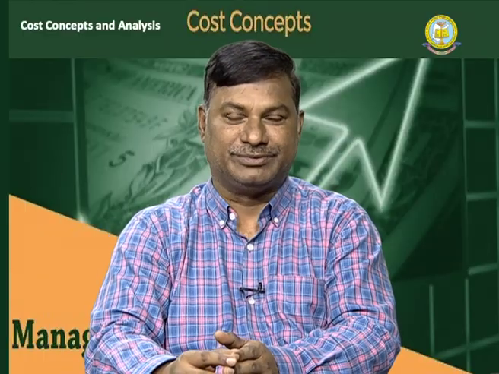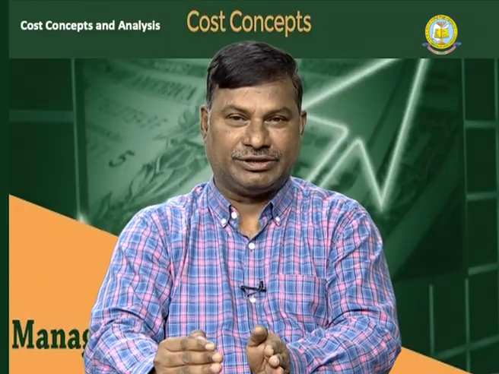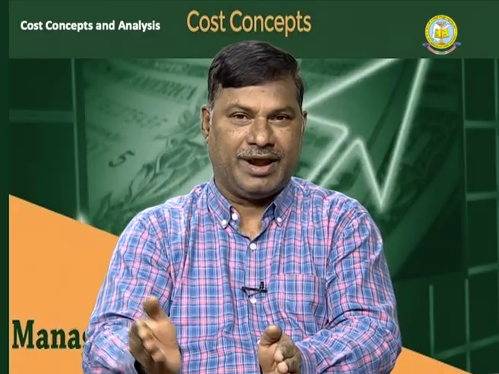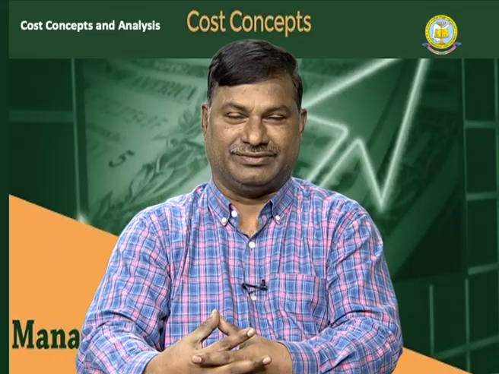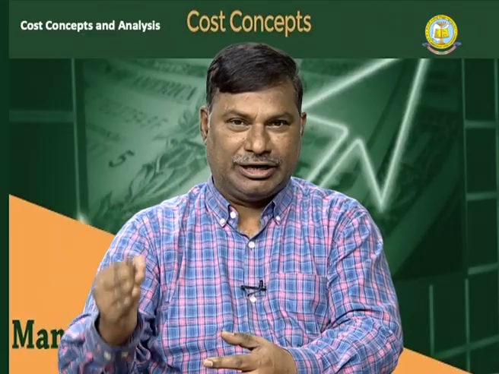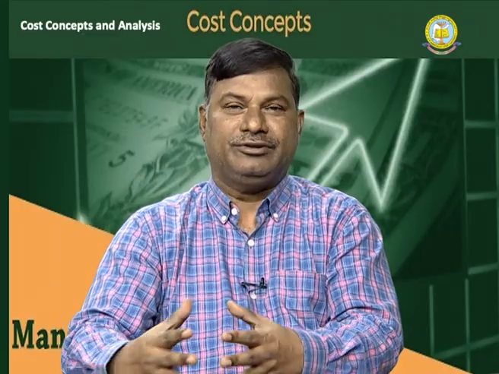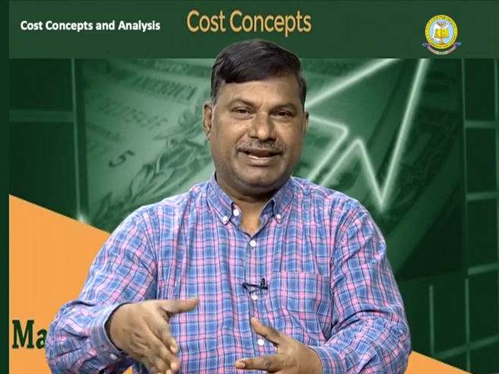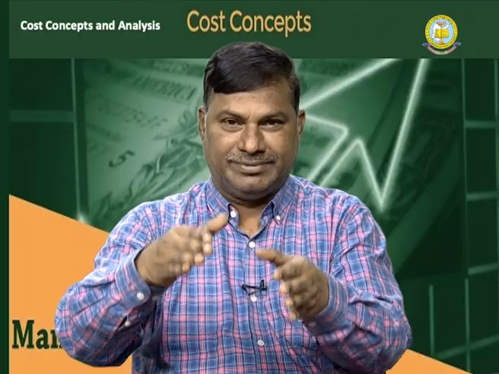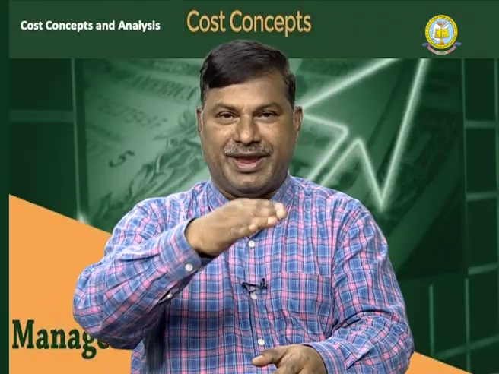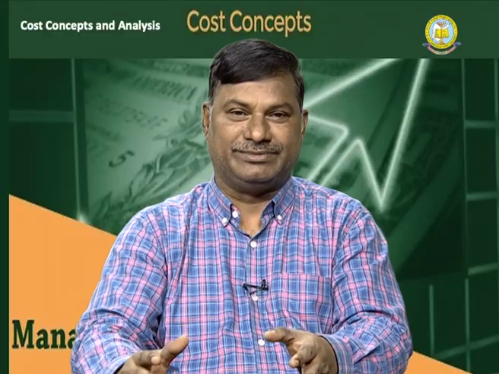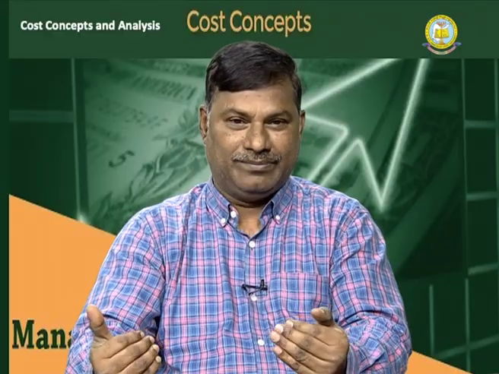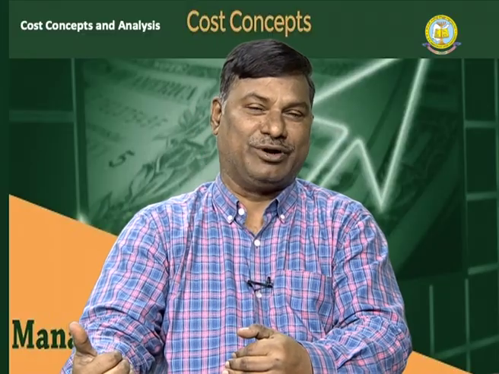What do you observe? The average fixed cost comes down as you enhance production. When you are producing at a low level, your average fixed cost is high. When you increase to the next level, it comes down. And when you reach the peak, the average fixed cost comes down further. So this is the nature of the fixed cost. Now let us look at variable cost.